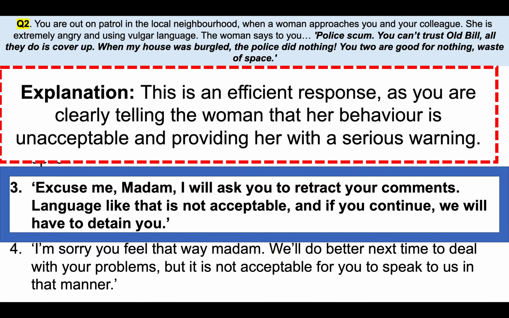Now, in my opinion, this is an efficient response, as you are clearly telling the woman that her behaviour is unacceptable and providing her with a serious warning.